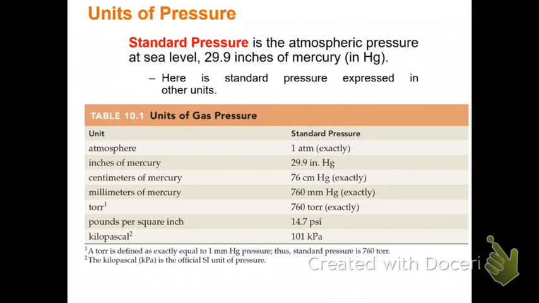Here's a table showing you the different units of pressure. There's atmosphere, with the symbol ATM. There's inches of mercury, with the symbol in Hg. You can also convert that to centimeters of mercury, millimeters of mercury, torr, PSI, which is short for pounds per square inch, and kPa for kilopascals.